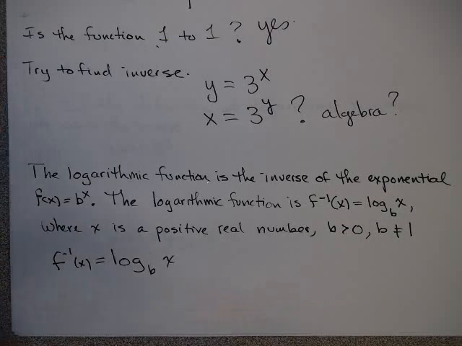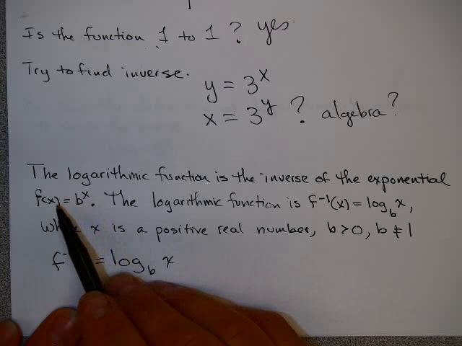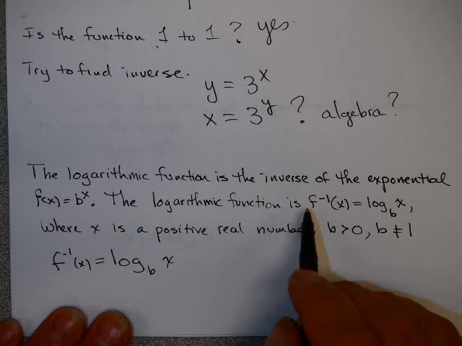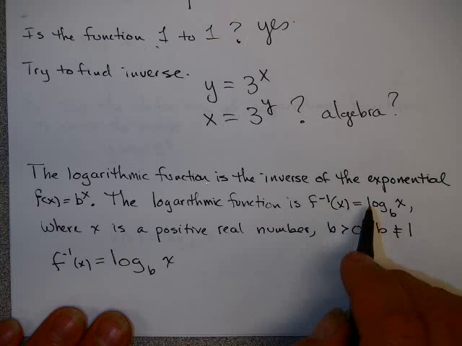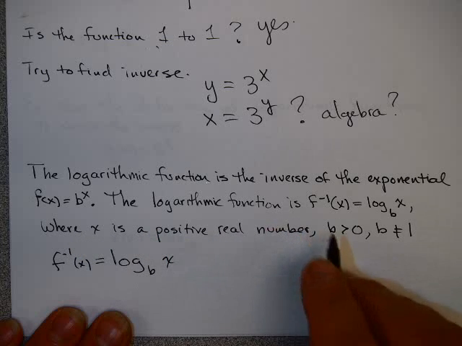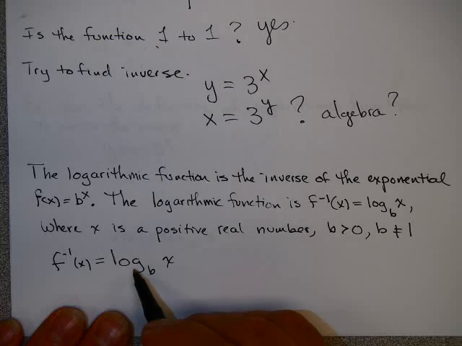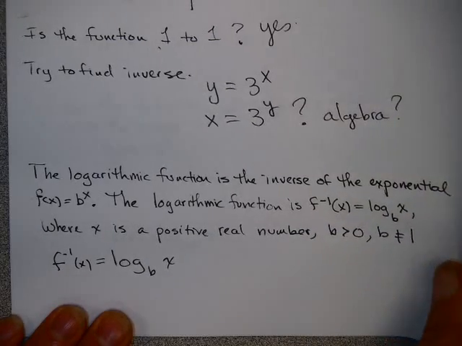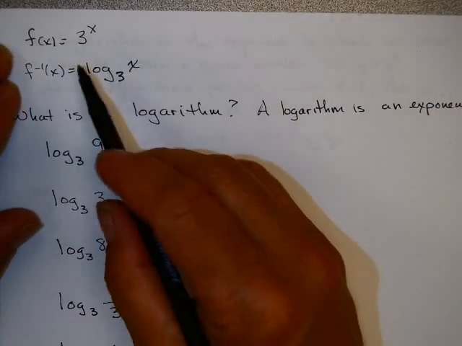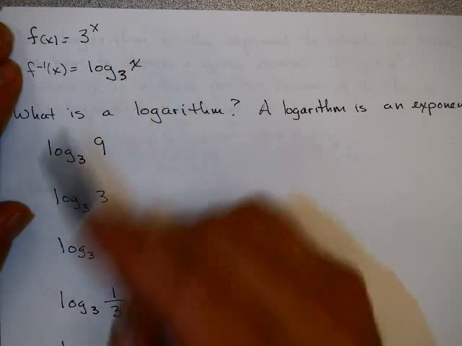So here's the definition. The logarithmic function is the inverse of the exponential function f of x equals b to the x. The logarithmic function is written f inverse of x equals log base b of x, where x is a positive real number and b is greater than 0 and b is not equal to 1. Now, that is a mouthful. What exactly does this mean? Well, we have a function 3 to the x. The inverse function is written log base 3 of x.